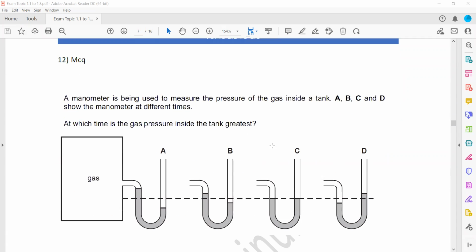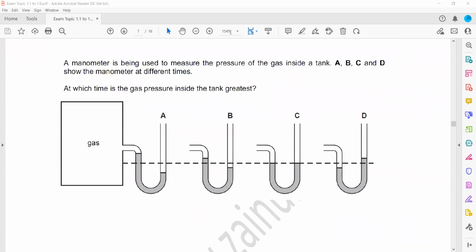This is a manometer. At which condition is the gas pressure inside this tank greatest? Here, on the right-hand side is the atmospheric pressure. This shows that the pressure of the gas is less than the pressure of the atmosphere. This also shows the pressure of the gas is less than the pressure of the atmosphere. This shows that the pressure of the gas is equal to the pressure of the atmosphere, and D shows that the gas is exerting more pressure than the atmosphere. So that's why D is the right answer.